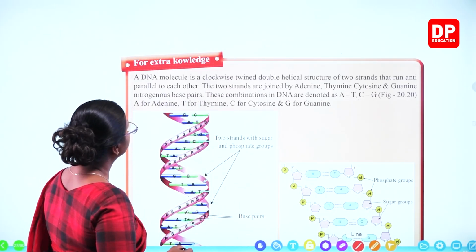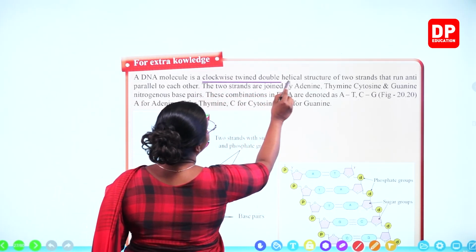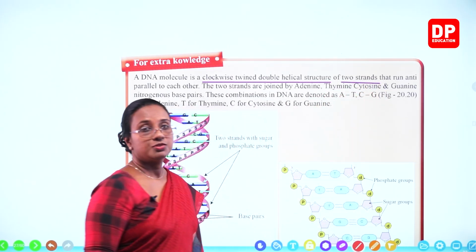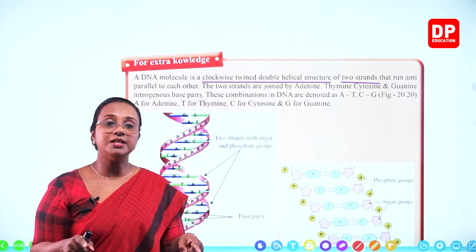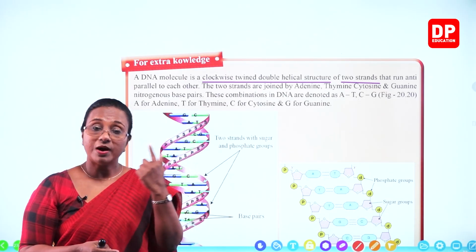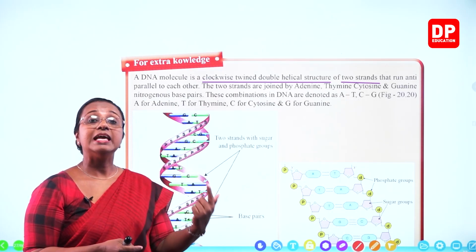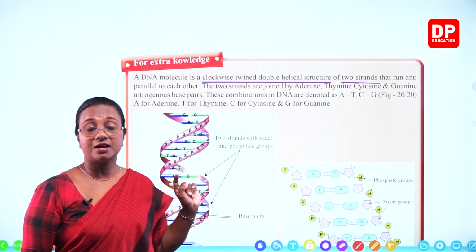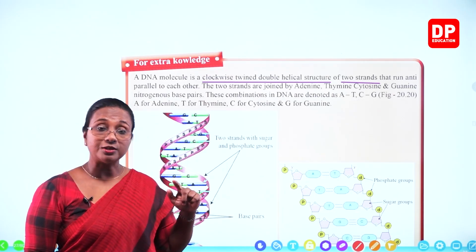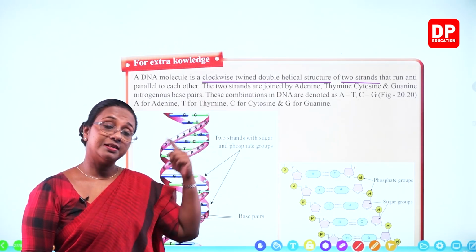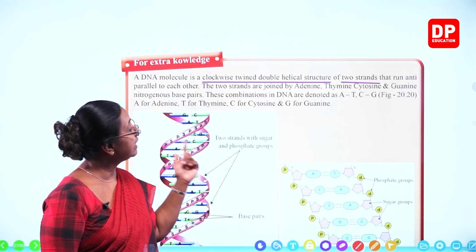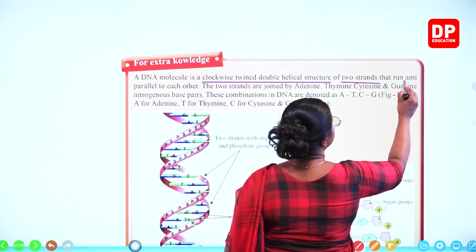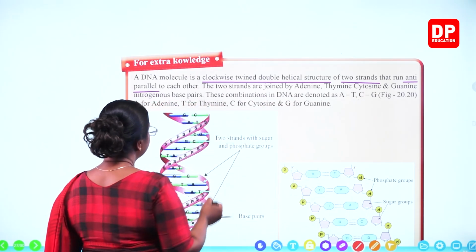A DNA molecule is a clockwise twined double helical structure of two strands. Like I told you all, two polynucleotide strands twine and become a helical structure. A clockwise twined double helical structure of two strands. You know what clockwise is? Clockwise turn, and also it's a helix structure that runs anti-parallel to each other. Anti-parallel. That is what I told you all.